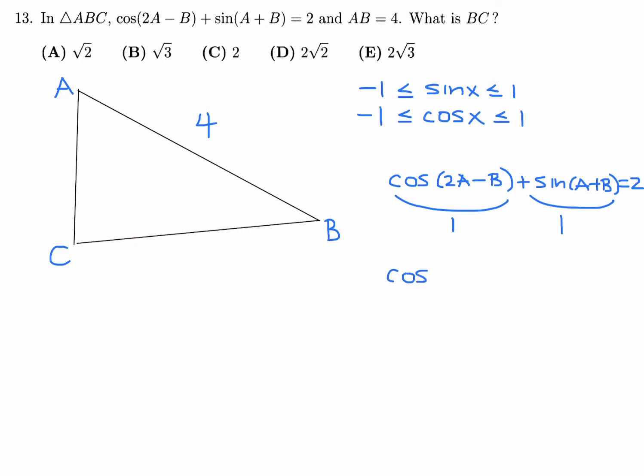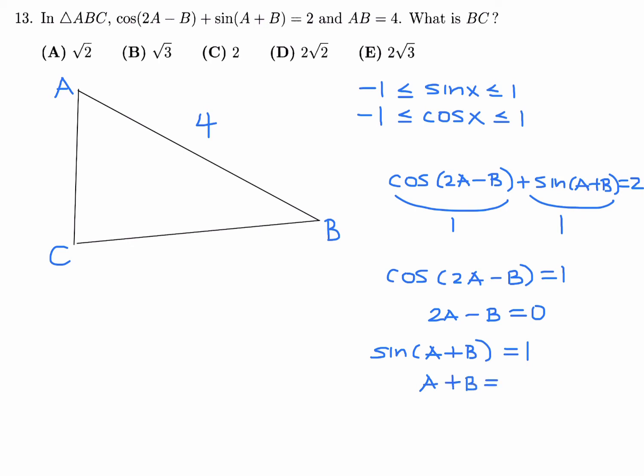So that means cos of 2a minus b is equal to 1. And if that is true, that means 2a minus b is equal to 0, because the cos of 0 is equal to 1. And similarly with this guy, the sine of a plus b is also equal to 1, and therefore a plus b is equal to 90 degrees, because the sine of 90 is equal to 1. So there you go. We have to now use these two equations to solve for a and b.